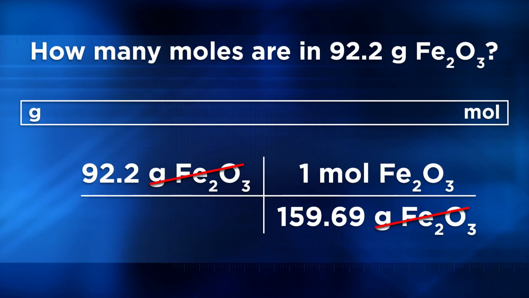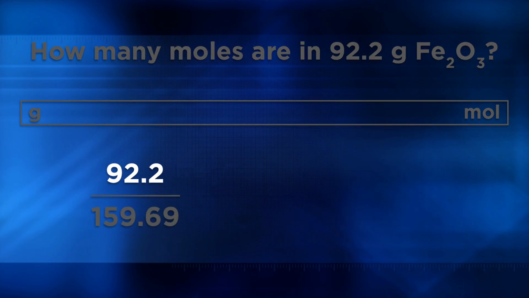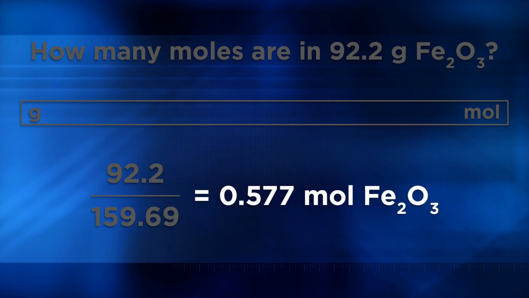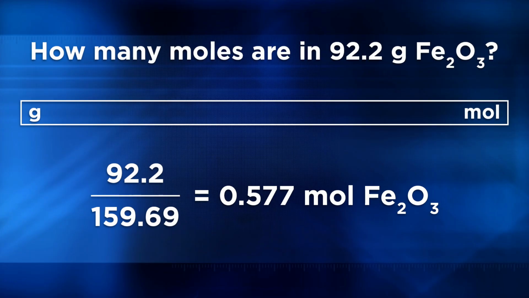How do you finish this calculation? We can cancel units of grams of iron 3 oxide. Then we're left with moles of iron 3 oxide in the upper right-hand corner. And since that's what we're converting to, we're done, except for the math. So we need to multiply 92.2 times 1, since those are the values in the numerator. Then divide by 159.69, and you get 0.577 moles of iron 3 oxide. So 0.577 moles of iron 3 oxide are found in 92.2 grams of iron 3 oxide. Well done. Hopefully that wasn't too challenging.